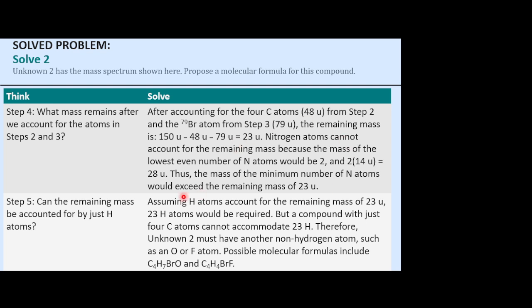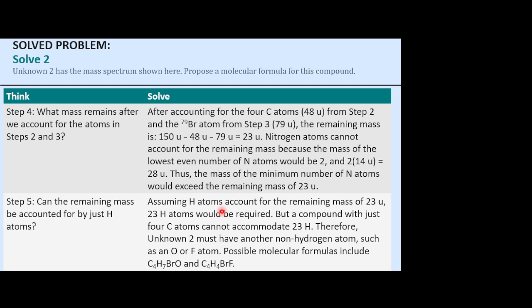So the next thing we have to do is, could we have oxygens? Could we have fluorines? Could we have just hydrogens? What's accounting for that remaining mass? The first thing you always want to start with is, does it make sense to do hydrogens? Would it make sense to fill in 23 hydrogens around 4 carbon atoms? No, it's really excessive, right?